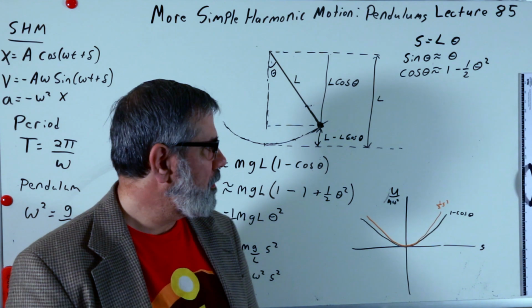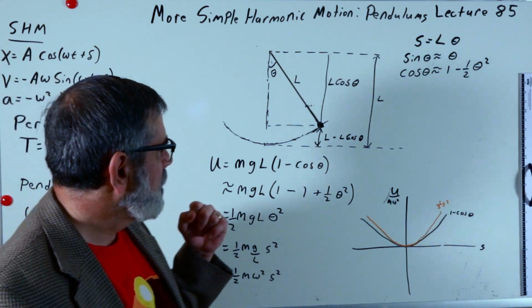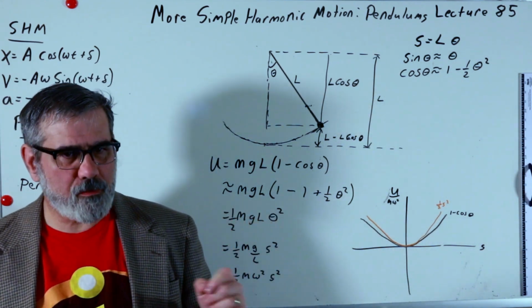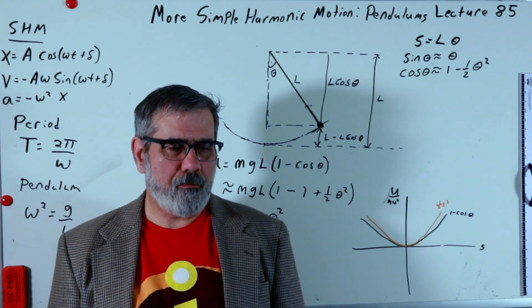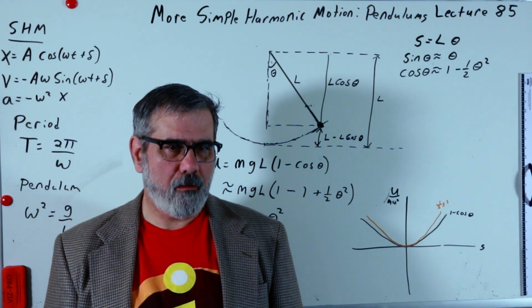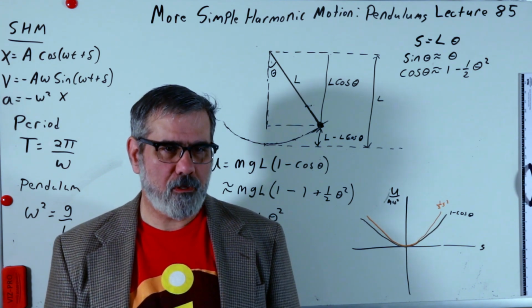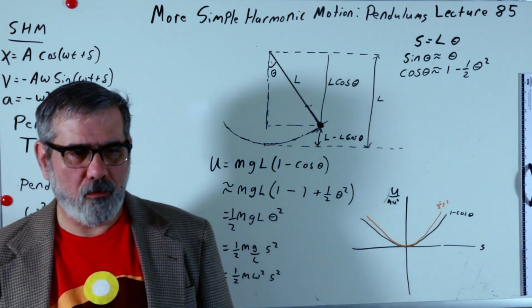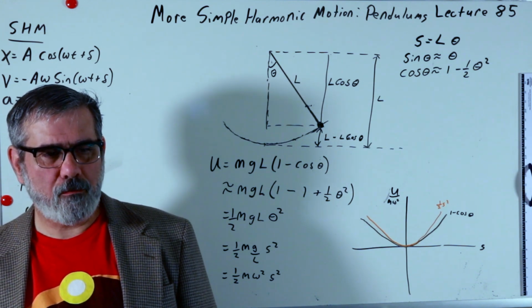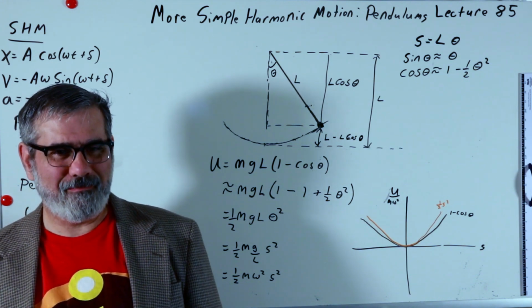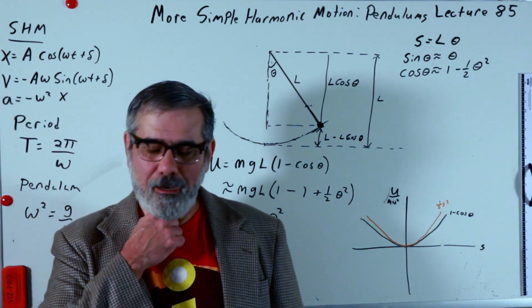But this is an example of how we can take a system and show that approximately, at least for small displacements from equilibrium, simple harmonic motion is displayed. Okay? And that's a commonality throughout the universe. Everything basically is a spring to a first order approximation. Does that sound reasonable to you? Not really. Okay.